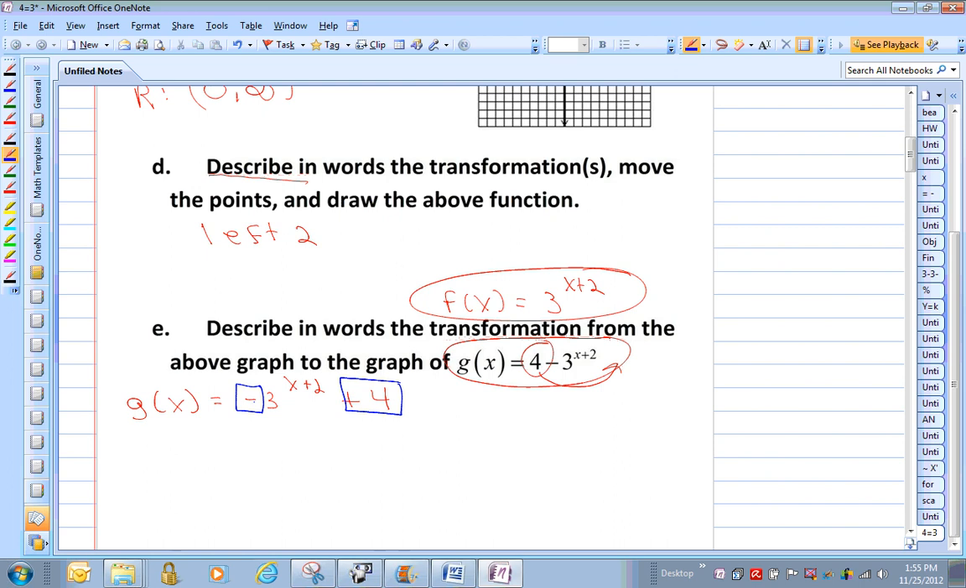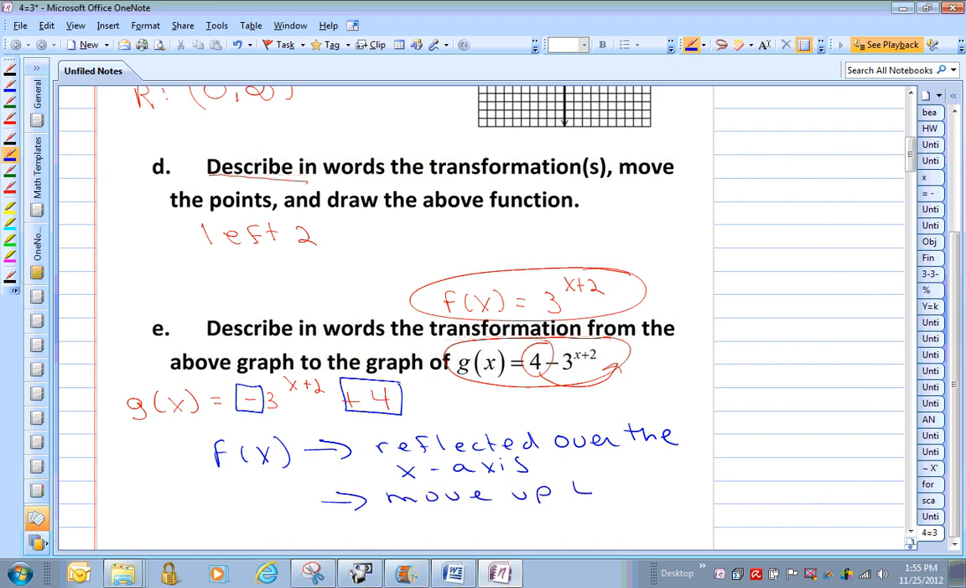Negatives always mean reflection, so if we reflect vertically, we'd be reflecting over the x-axis. So you would have f of x, the original graph, and it would be reflected over the x-axis. And then, of course, this plus 4, it would be also moved up 4. And that would be how you go from f of x to g of x.